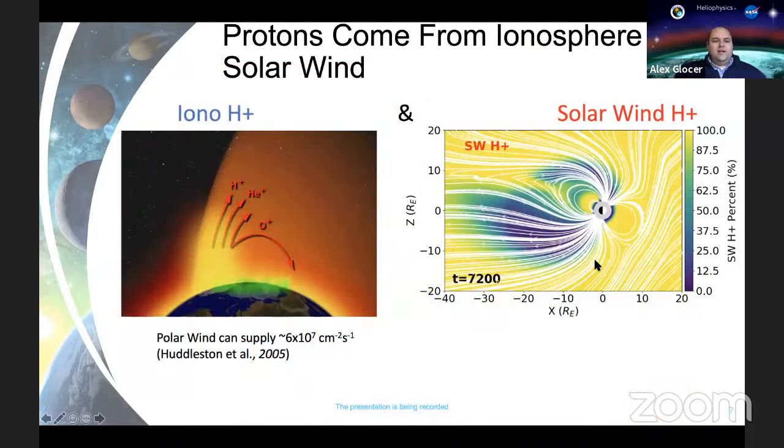Now, I talked a lot about O+, which, as I said, is very nice as it is a clear indicator of the ionospheric source of plasma, but there are also protons coming out of the ionosphere, and they can supply actually quite a lot, filling up the magnetosphere from the inside. And so one of the things we're going to look at is how much of the proton population comes from the ionosphere and how much comes from the solar wind.